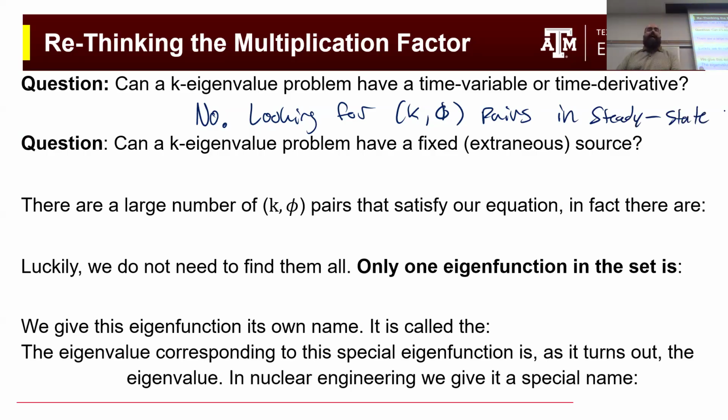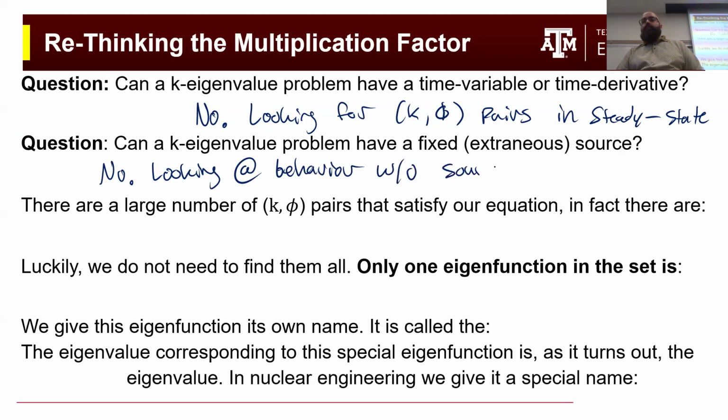You might be wondering, can a k eigenvalue problem have sources? And generally, no. Generally, we don't include sources. We want to know about what our behavior is without sources. We're just trying to see what the reactor itself does, a property of the materials and the geometry, versus any extra sources in the system.